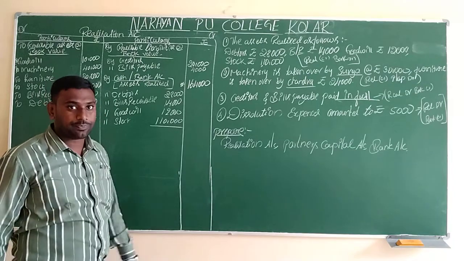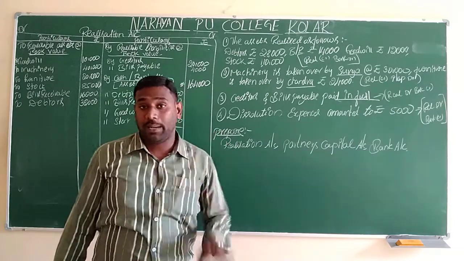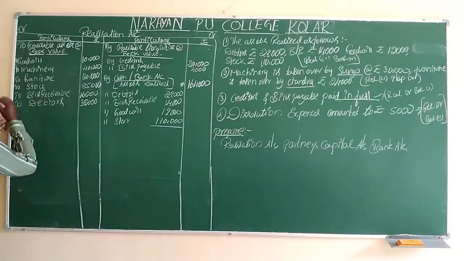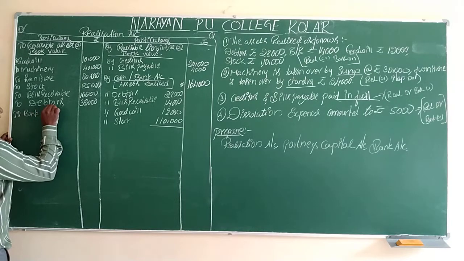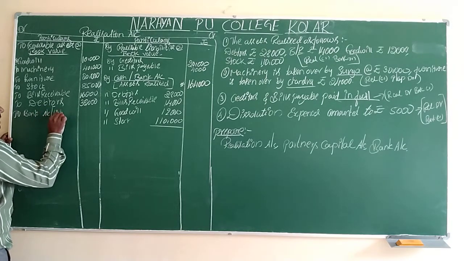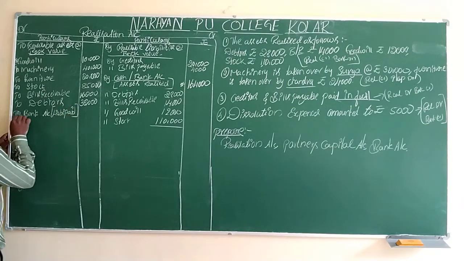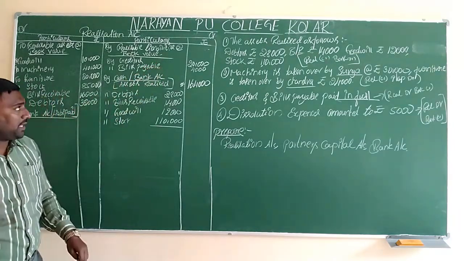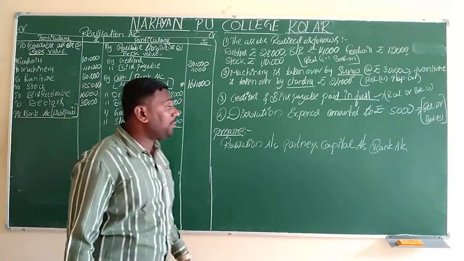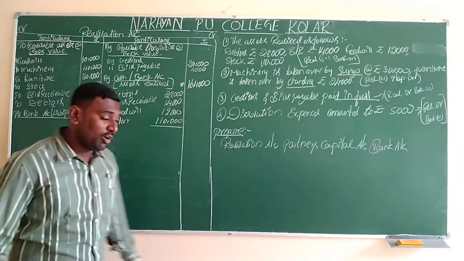Step number 3. Step number 4 is payment of liabilities. It always comes to the debit side of the realization account. We will write to bank account, cash or bank account. In bracket, we have to mention liabilities paid. How many liabilities do we have? 2 liabilities are there. The information given is that creditors and bills payable are paid in full. So we have to write the full value.